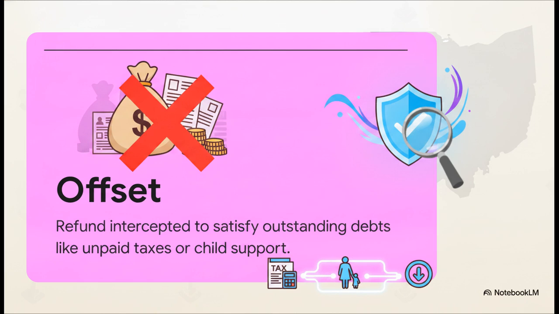An offset is basically an administrative action where the Department of Taxation intercepts your refund to pay off outstanding debts. We're talking past due state or federal taxes, child support, or public assistance overpayments. By law, the state actually has to act as a collection agent for those specific debts before they can release any leftover money to you.